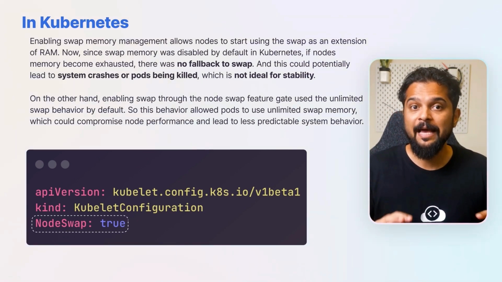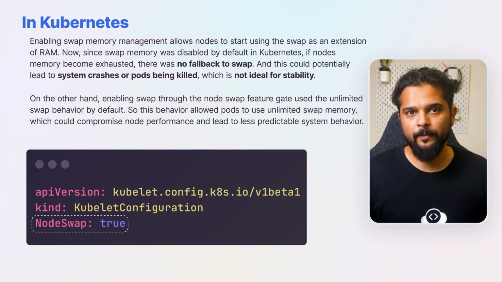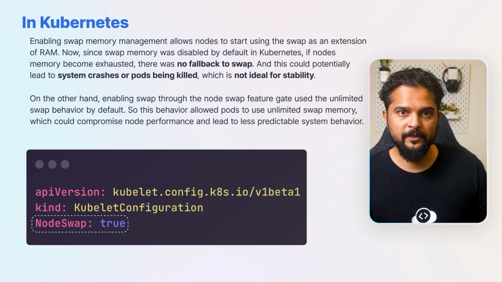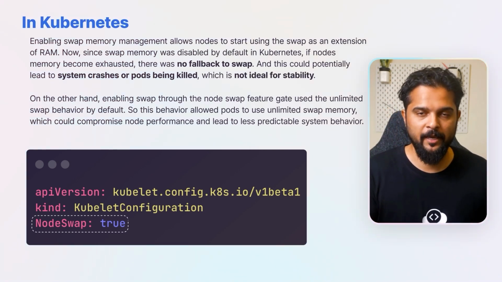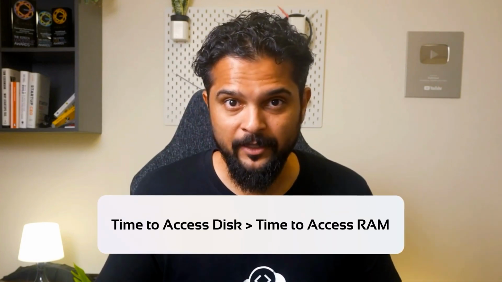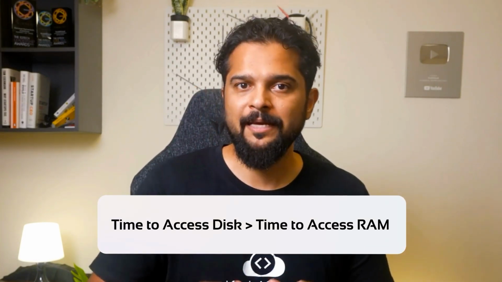On the other hand, enabling swap through the node swap feature gate used the unlimited swap behavior by default. So this behavior allowed pods to use unlimited swap memory, which could compromise node performance and lead to less predictable system behavior. Unlimited swap could result in excessive swapping, which slows down the system because disk access speeds are typically much slower than memory access speed. To address these issues, Kubernetes version 1.30 introduces significant changes to how swap memory is managed on Linux nodes.